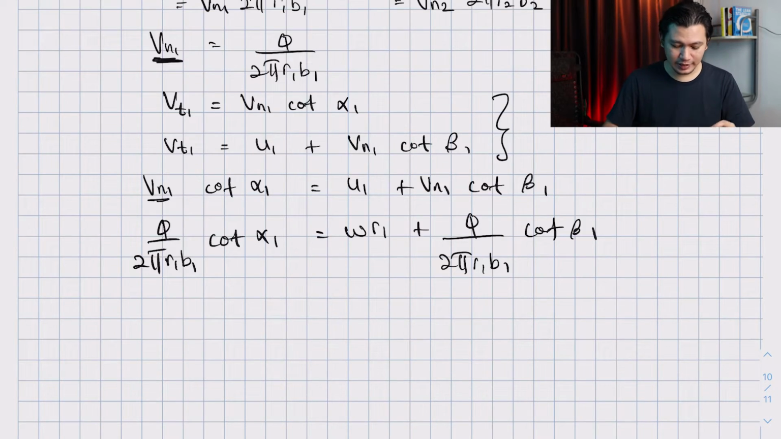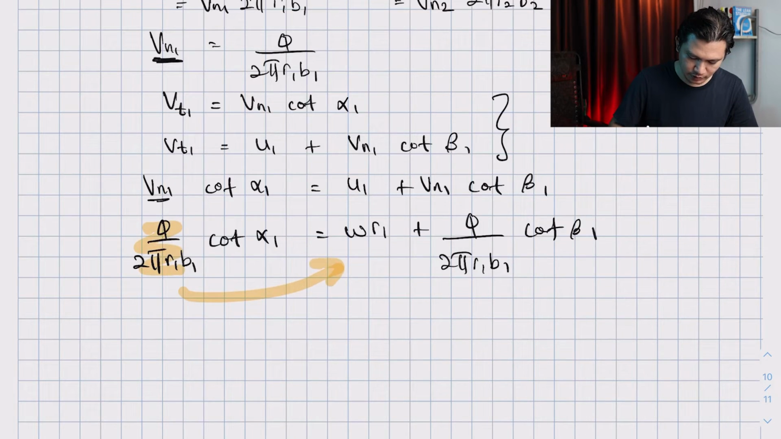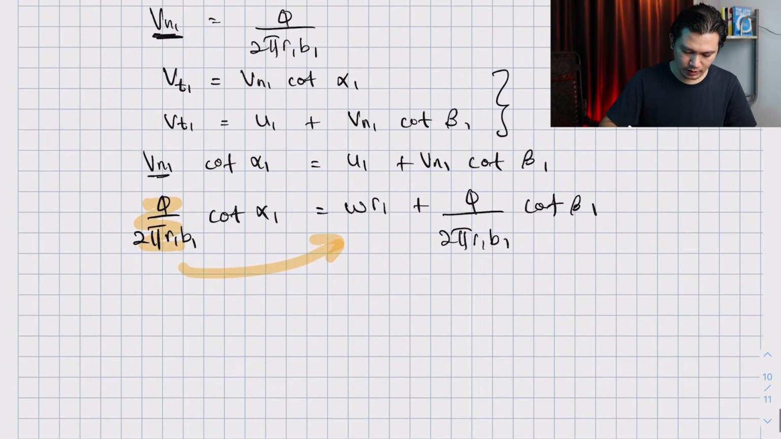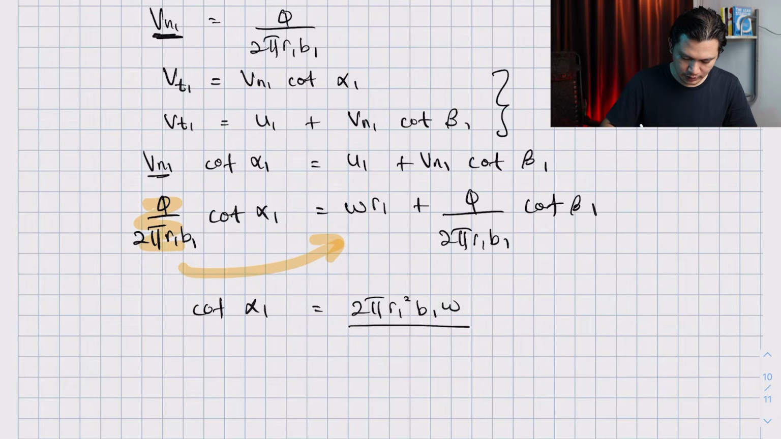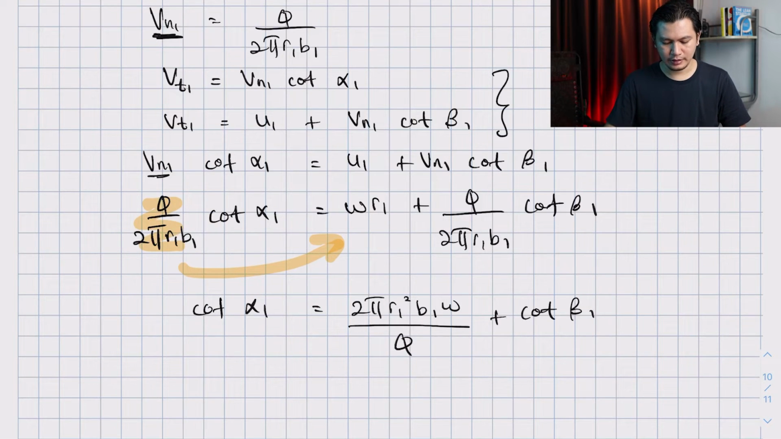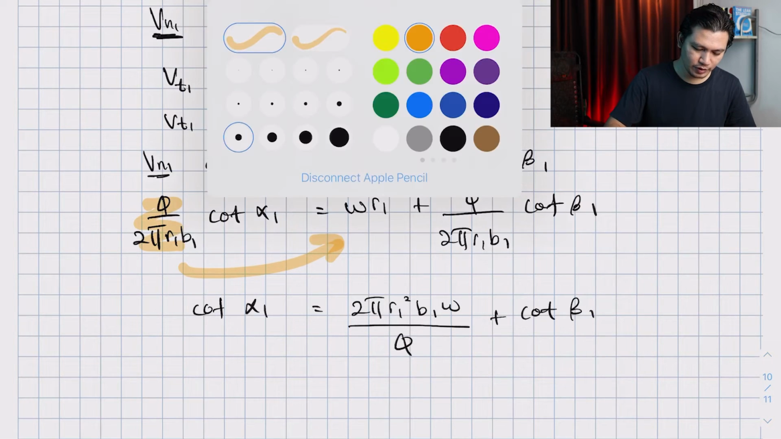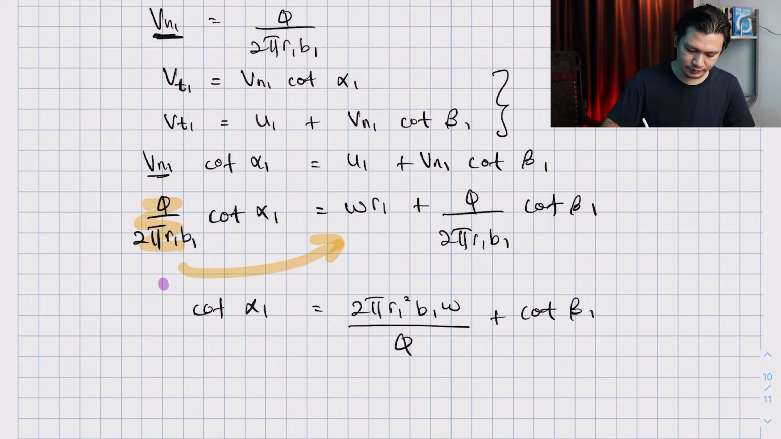If I want to make this cleaner, I'm going to transfer everything to the right hand side. So I'm going to end up with cotangent alpha 1 equal to 2 pi R1 square B1 omega divided by Q plus cotangent beta 1. Does it make sense? So this will be my final equation.